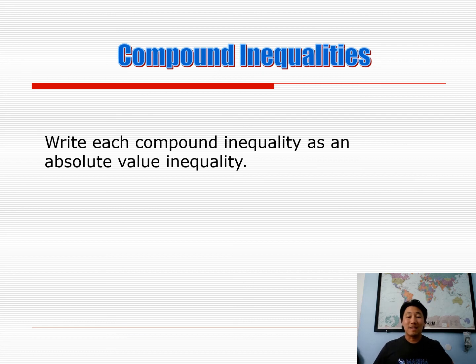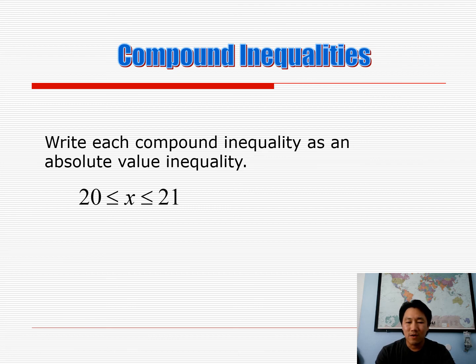All right, this is our last slide of the day. I know these notes today were super long. We're already at 17 minutes, but we'll get through this quickly. Compound inequalities. Write each compound inequality as an absolute value inequality. All right, so compound means you have two answers. I know it doesn't look like two answers, but 20 is an answer and 21 is an answer, but they want you to write an absolute value inequality for it. And here's how you do it.